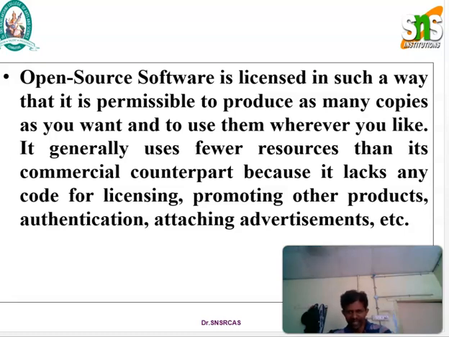Next one, it generally uses fewer resources than its commercial counterpart because it lacks any code for licensing, promoting other products, authentication, attaching advertisements, etc. So here we have fewer resources than commercial counterparts, because it does not have the burden of licensing, promoting other products, authenticating or attaching advertisements, etc.